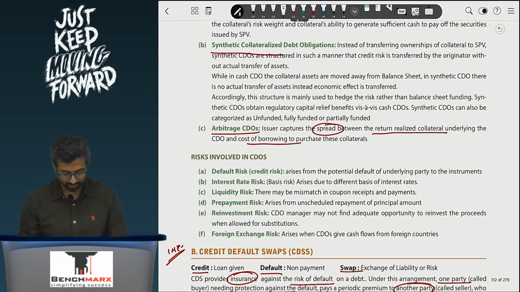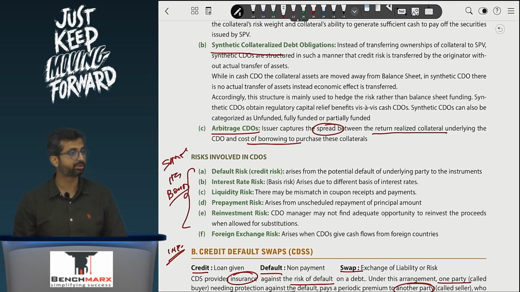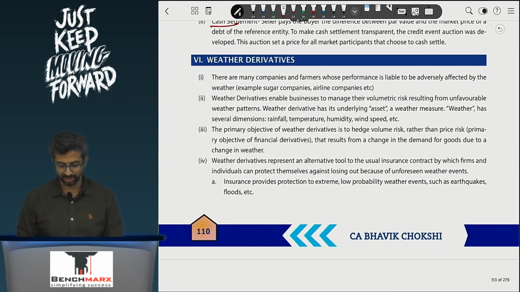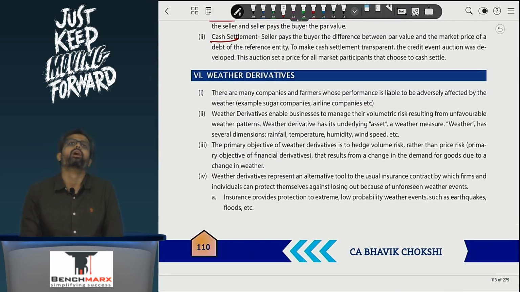Risks involved, we have read this in our compiler. Risks involved could be default. It is same as bond. Same as the bond risk. Default risk, interest rate risk, liquidity, prepayment, reinvestment. Same risk. जो bond में आता है, वो CDO में भी आएगा. Are we clear with this? Yes? Okay. Next you have, on page 110, you have weather derivatives.